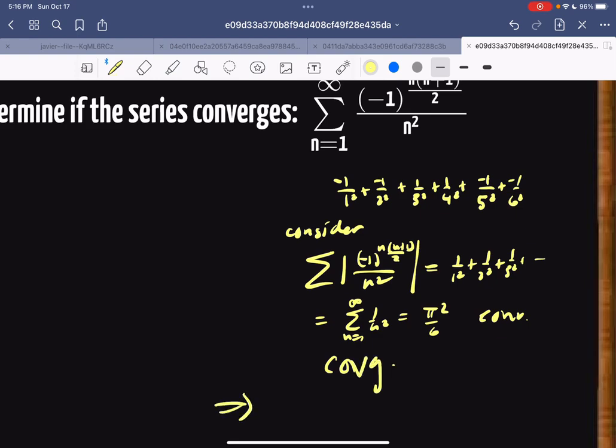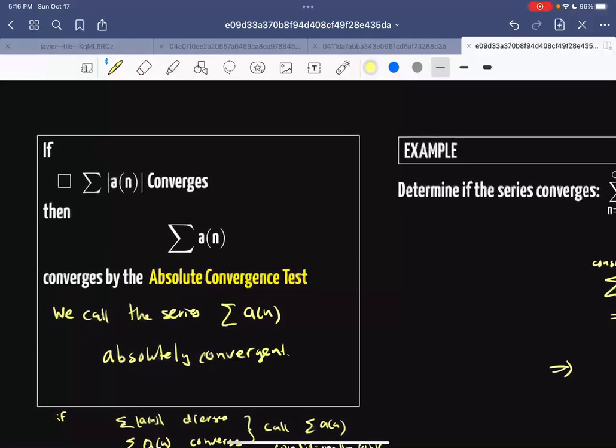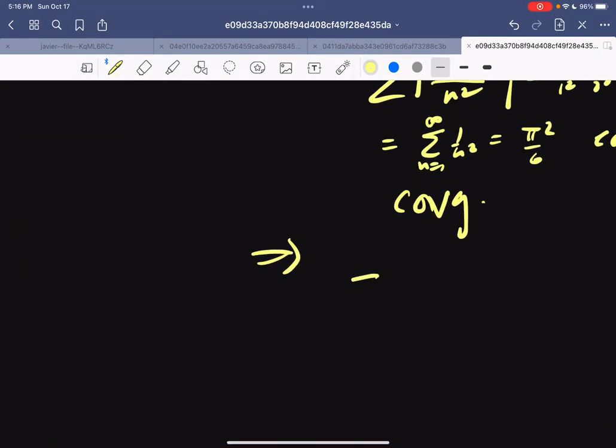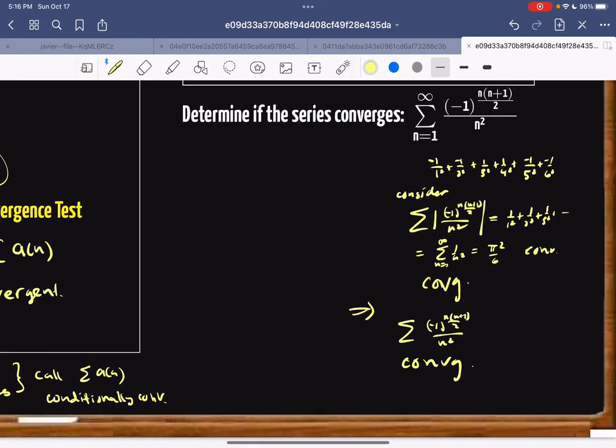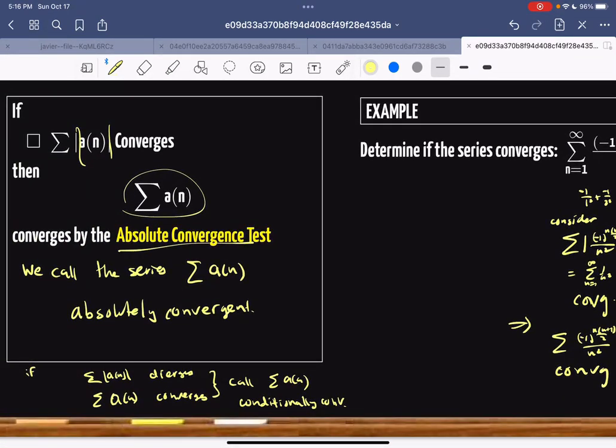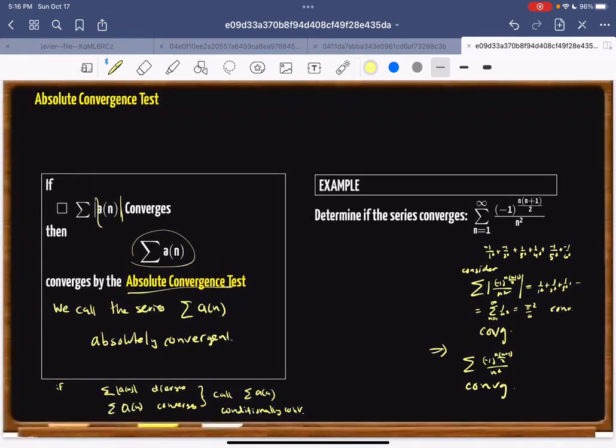Therefore, what can you say? Well, you can say that if the absolute value converges, then the original one converges. And so the summation of negative 1 to the n times n plus 1 all over 2 all over n squared also converges. And we're done. We proved it using the absolute convergence test. That's how you do it.